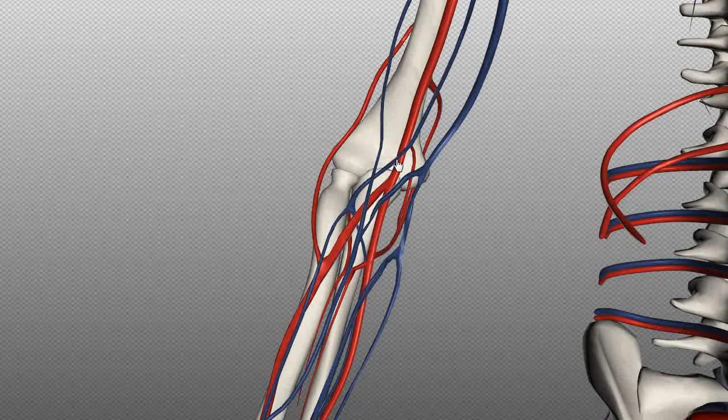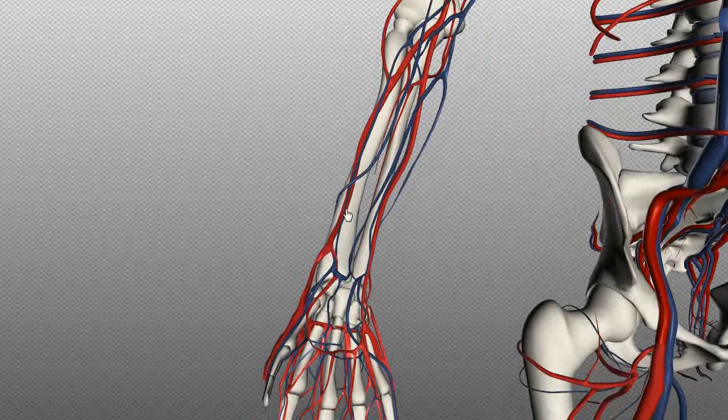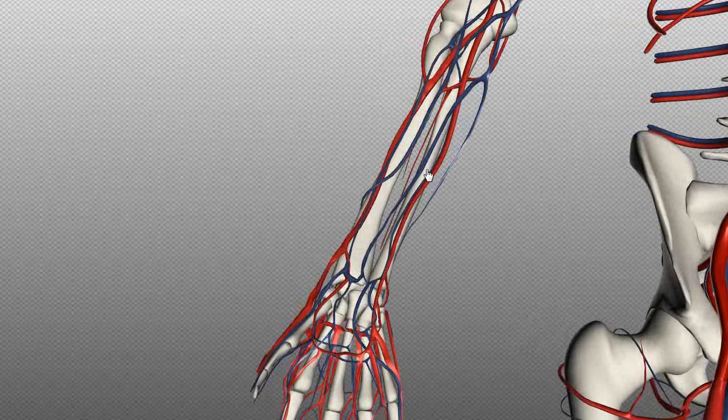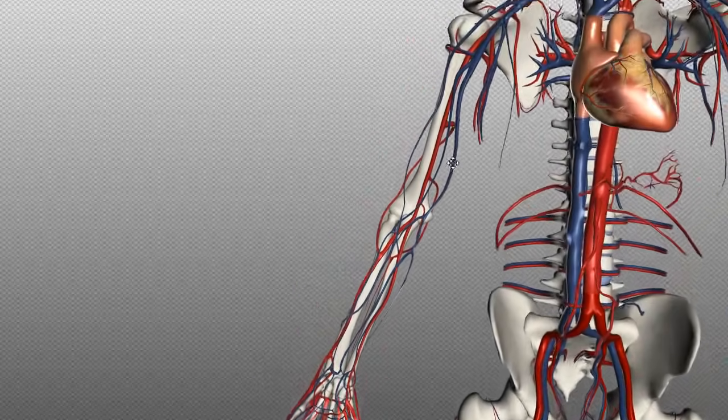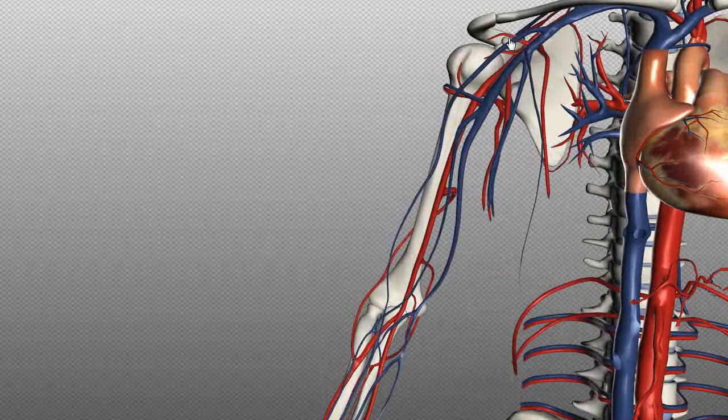So the brachial vein is formed by the joining of the radial and the ulnar vein. The radial vein runs down the radial bone and the ulnar vein runs down the ulnar bone, hence the name. So just to quickly go over that again, you've got the axillary vein going into the subclavian vein, going into the brachiocephalic vein, going into the superior vena cava.